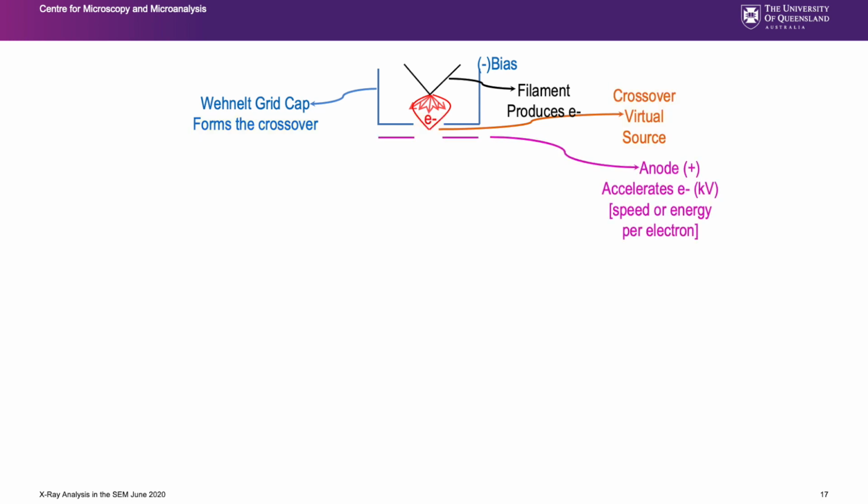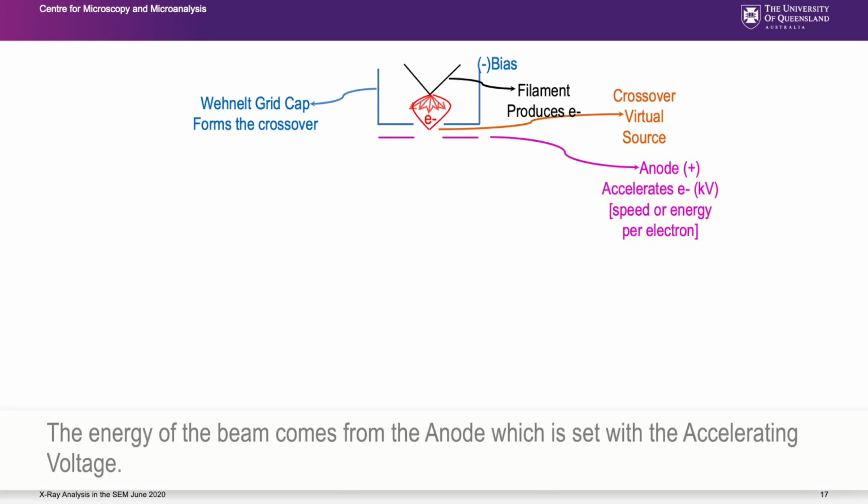This virtual source is then accelerated down the electron optics column from the anode. The anode has a positive voltage which attracts the electrons and gives them their forward speed. It energizes the beam and gives the electrons their kinetic energy. So the energy of the beam comes from the anode, which you set with the accelerating voltage.